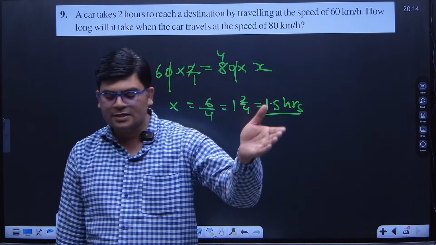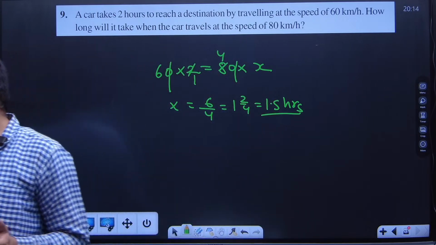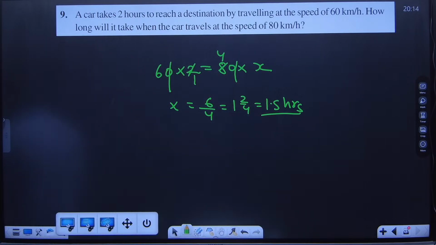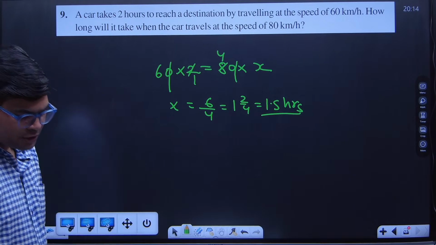One part is increasing, so another is decreasing, so it is a case of inverse proportion. All right, wonderful. Now let us move on to the next question.